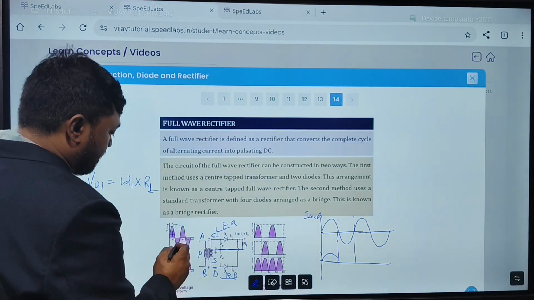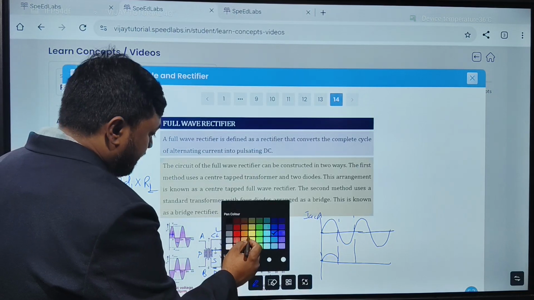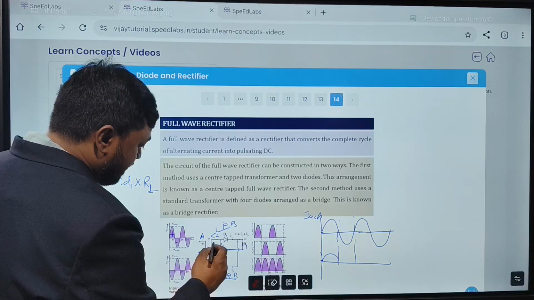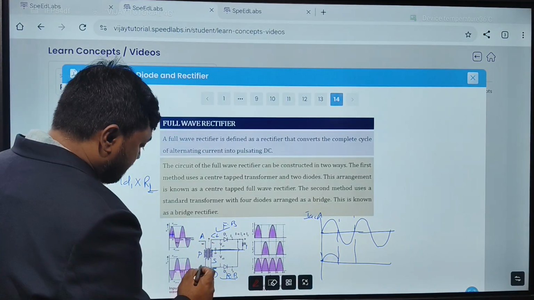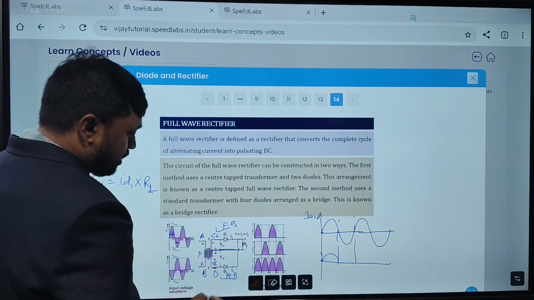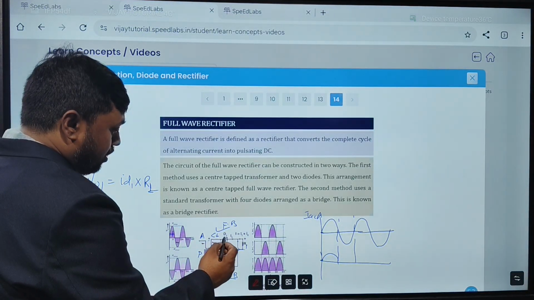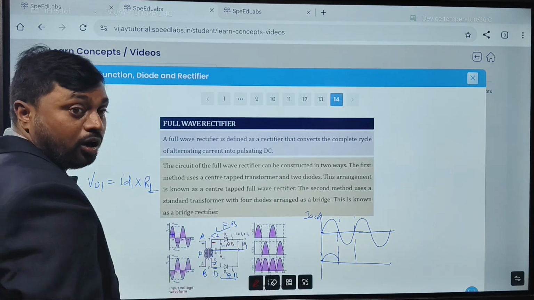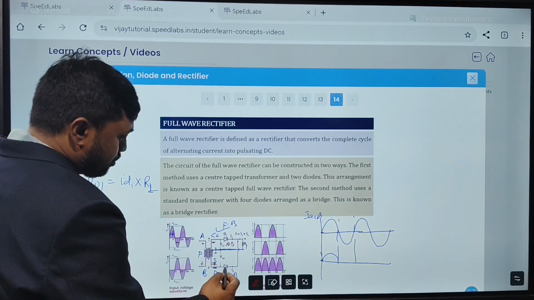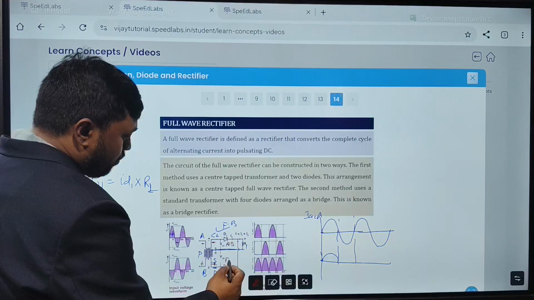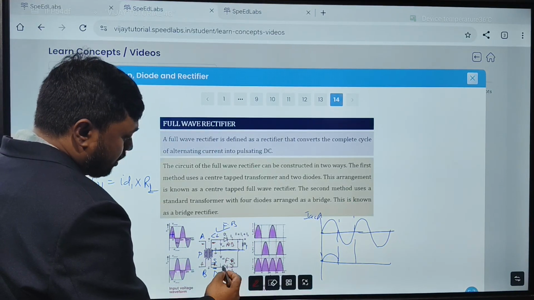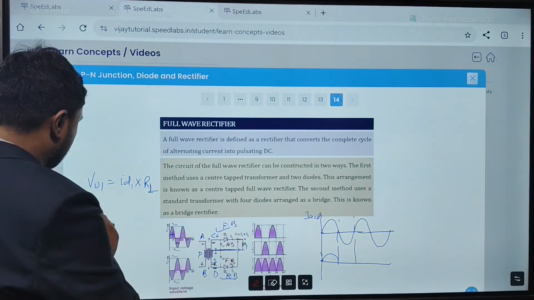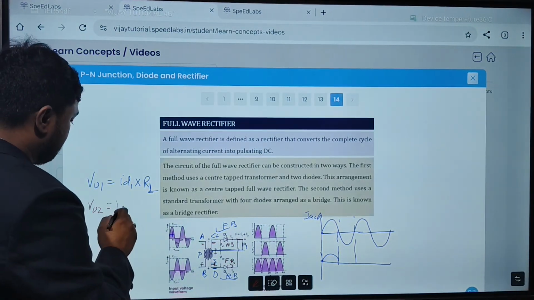Now during the negative half cycle, what is going to happen? Negative is induced on this side, and at the same time positive is induced here. Now you can see diode D1: P is connected to the negative, so it is reverse biased and will not conduct. Whereas on this side it is positive, so when diode D2 is connected to positive, it will be forward bias, so it will conduct. Current will go through like this and move on.